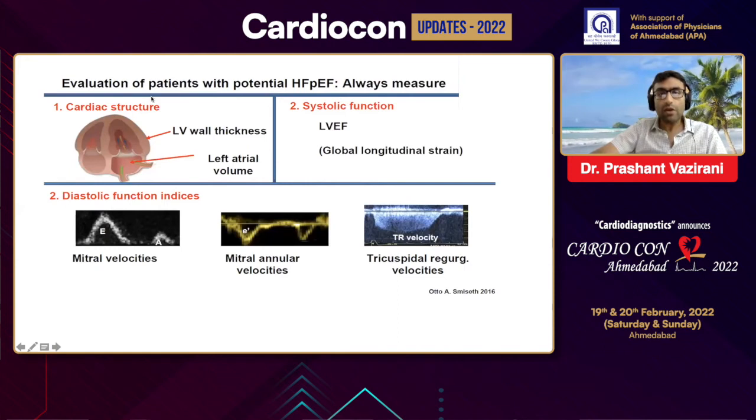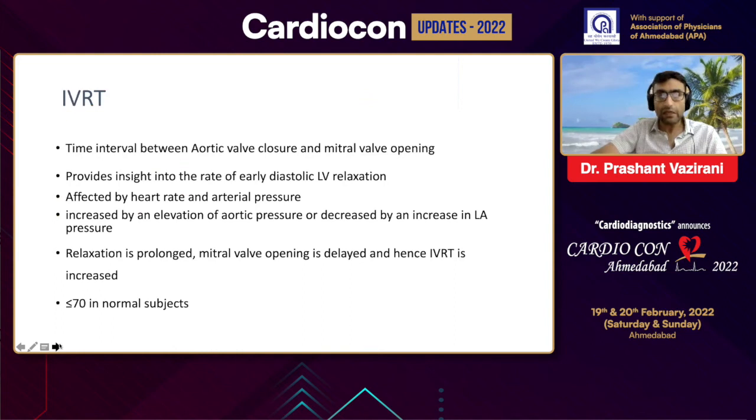So what should be measured on echo in all patients of HFpEF? Your LV wall thickness, LV mass, LA volume, your LVEF by global longitudinal strain and not by your M mode, your tissue Dopplers, your E prime, your TR jet, your PASP should be measured. Also IVRT and tau should be measured.